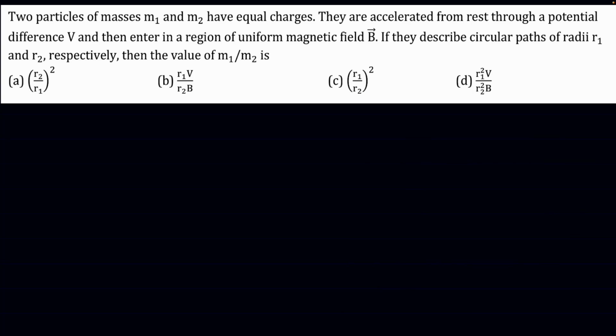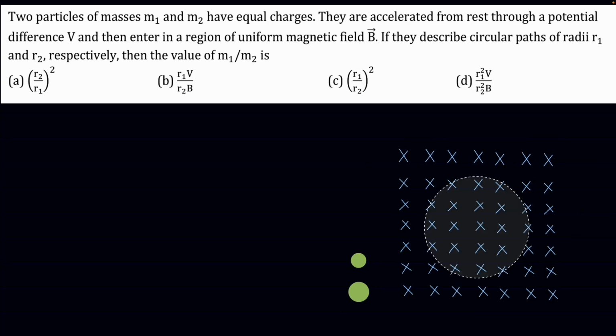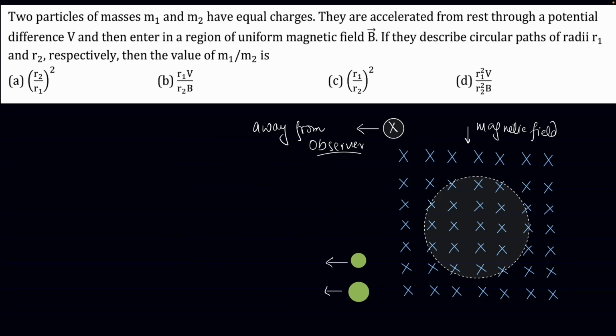So let's understand this question with a figure. As you see, this is the magnetic field, and this is a cross we are considering. It means that it's going away from the observer. Now we have two charged bodies of the same magnitude. Let's consider this as a small q. And the masses are different. This is m1 and here it is m2.